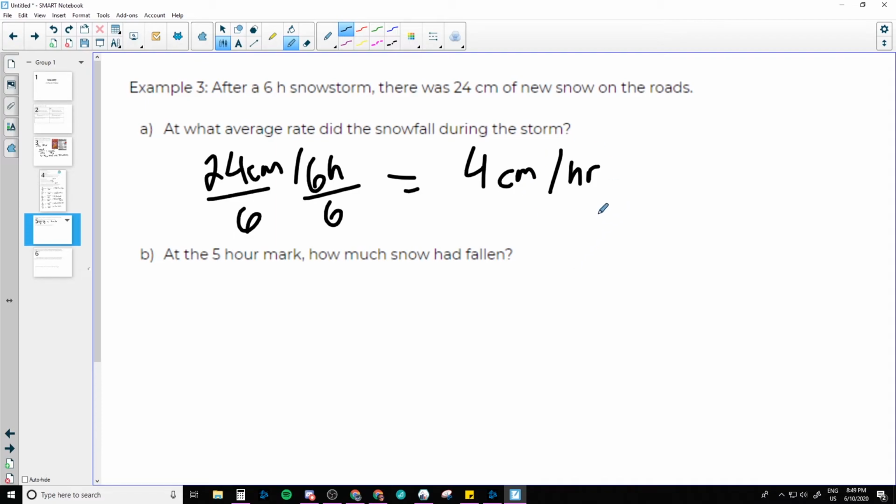Okay, ask yourself, is this a rate or a ratio? Remember that a ratio has to have the same units. Here, we have 2 different units. So this is a rate.